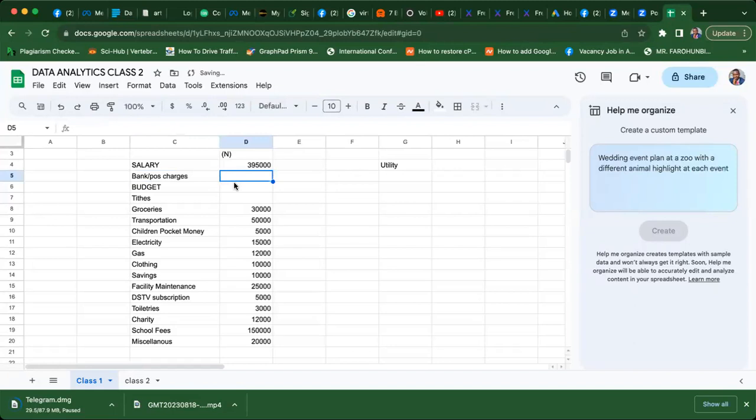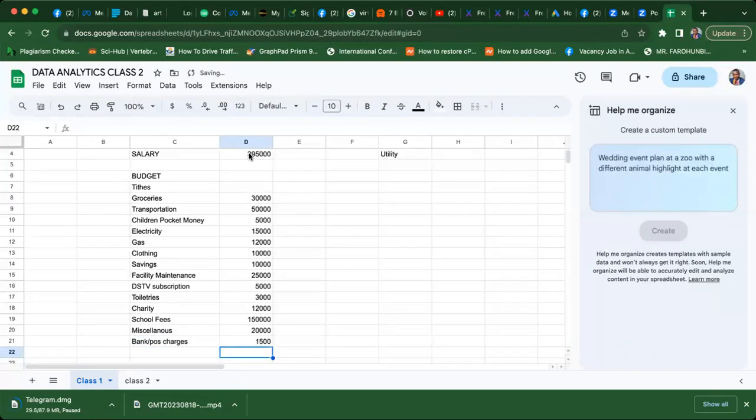So maybe you have spent, let me bring POS charges here, spend like 1.5 on that. So, but if the person is not taking exactly 395, let's say 80 kobo and so. So if you want to find the tithe is 10% of it.